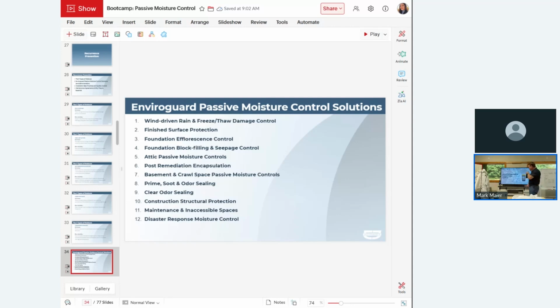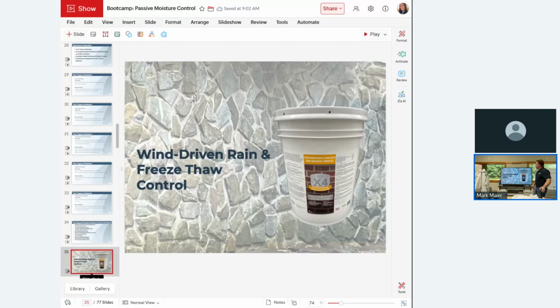So the first one, we're talking about wind-driven rain and freeze-thaw control, and this is done with X4. This is one of those impermeable materials that doesn't change the way a building breathes, but is applied directly to brick and mortar, stone and mortar, aggregates, stucco, all of these surfaces, or incorporated into paints, so that when moisture hits it, it immediately beads up and runs off, right? We're just stopping that moisture in its tracks from ever becoming a bulk moisture intrusion problem or anything downstream of bulk moisture. It starts with X4.